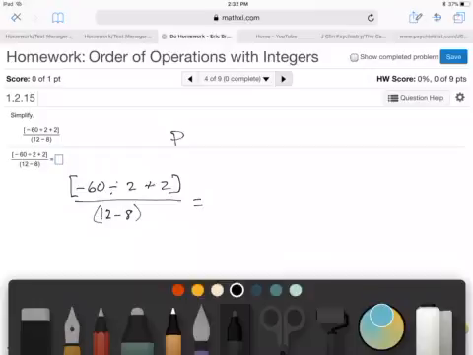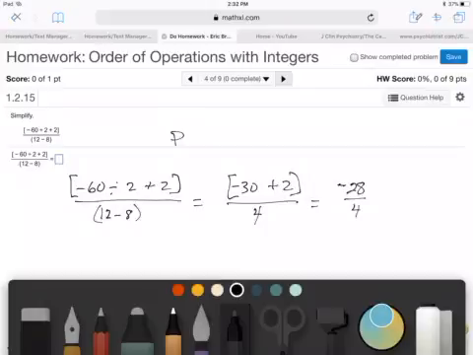Okay. So notice that we have multiplication and division first. We have a negative 60 divided by 2, which is a negative 30. Plus 2, so that's still in that grouping. And then in the bottom, we have 12 minus 8, that's just going to be 4. So we're staying in our parentheses. Now we have a negative 30 plus 2, that's going to be a negative 28 divided by 4. Now we know 4 goes into 28 7 times, so the result is a negative 7. So this is how you treat it.